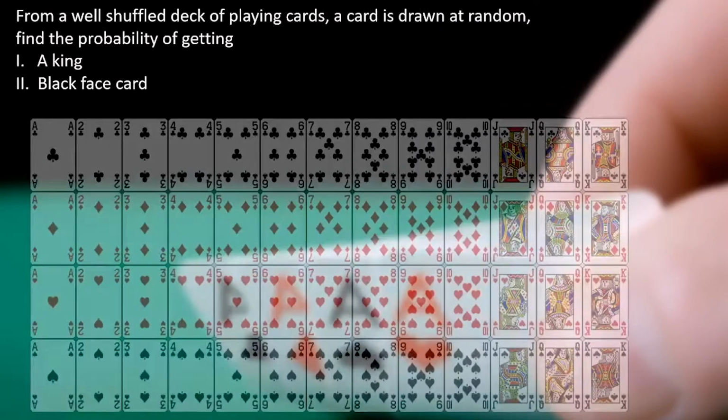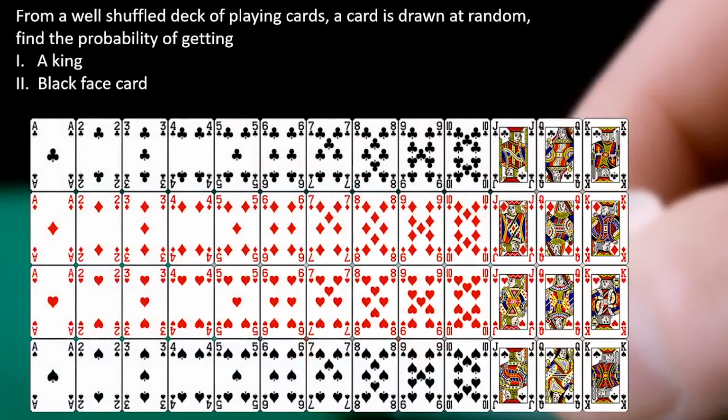Next, a black face card. So I'm looking for a face card which is black in color. Okay, so these are the possibilities. So probability of getting a black face card is nothing but number of black face cards, or favorable outcomes, upon total outcomes, which becomes 6 upon 52.